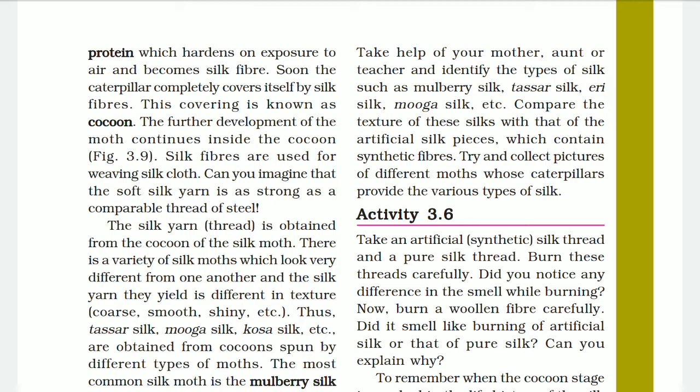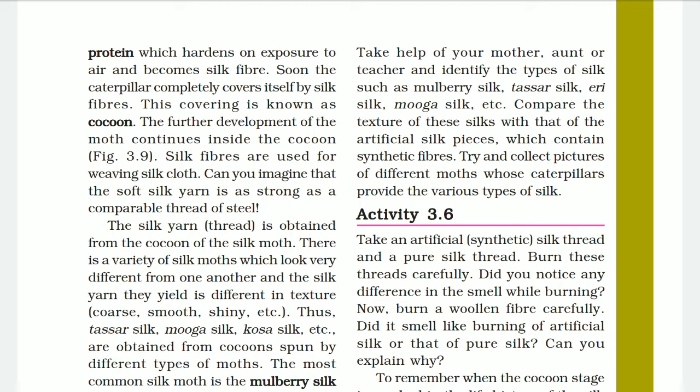Can you imagine that the soft silk yarn is as strong as a comparable thread of steel? The silk yarn is obtained from the cocoon of the silk moth. There are varieties of silk moth which look very different from one another, and the silk yarn they yield is different in texture. Thus, Tussar silk, Muga silk, Kosa silk, etc. are obtained from the cocoons spun by different types of moth.